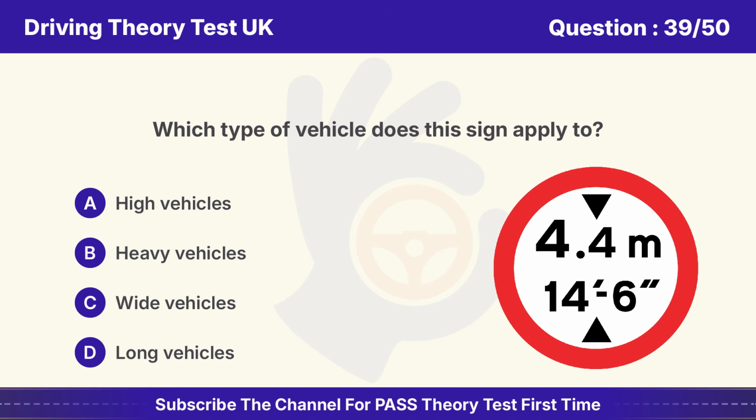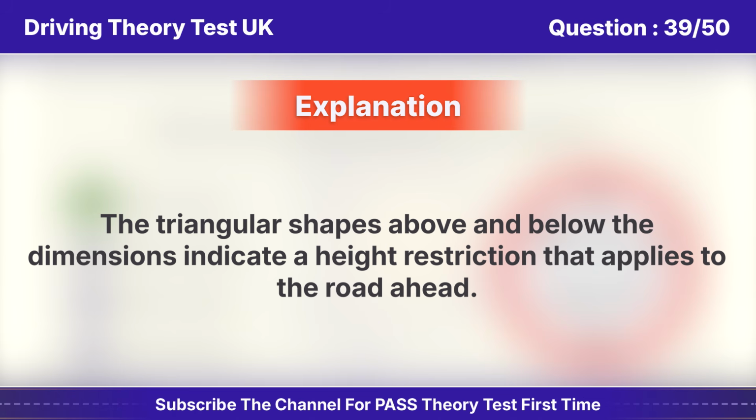Question 39. Which type of vehicle does this sign apply to? Answer is A. High vehicles. The triangular shapes above and below the dimensions indicate a height restriction that applies to the road ahead.